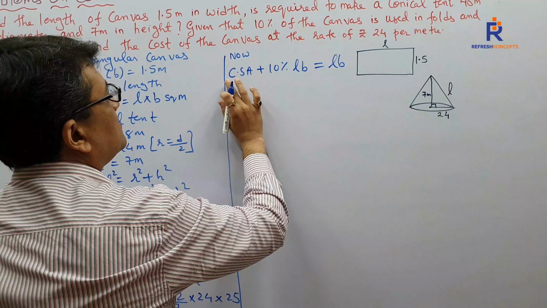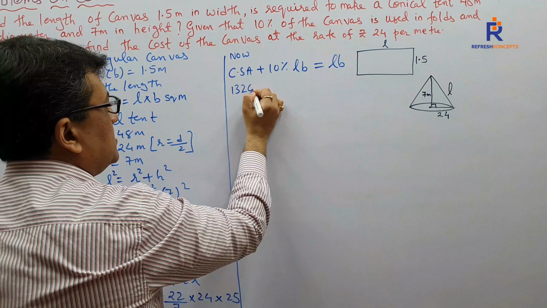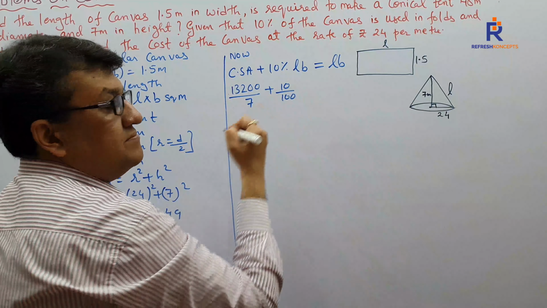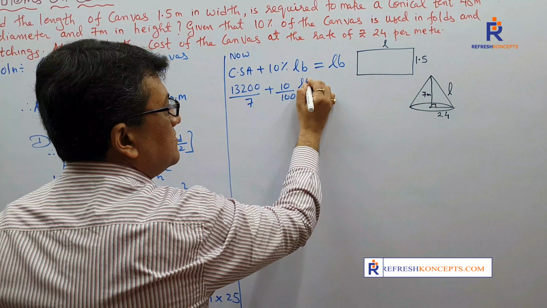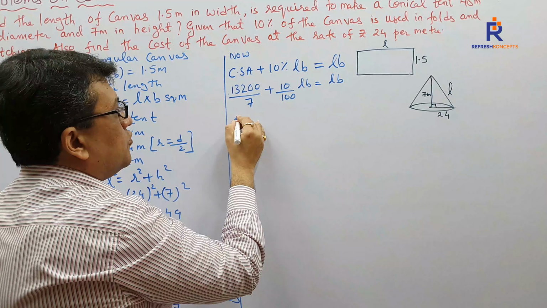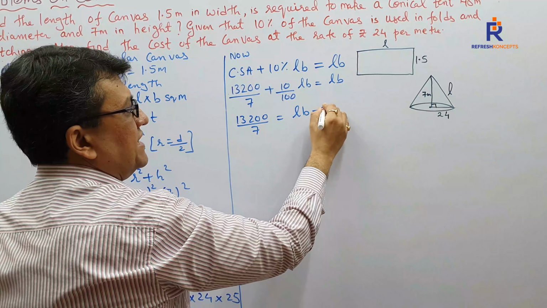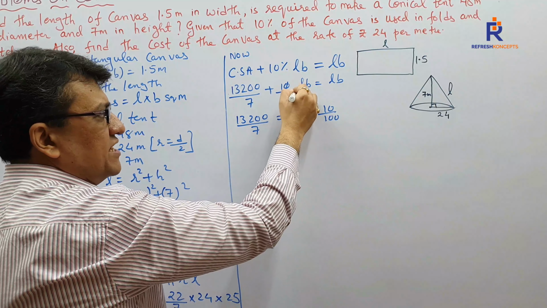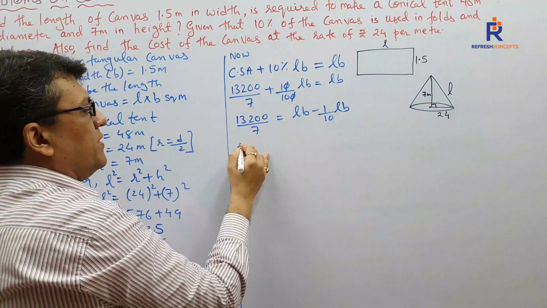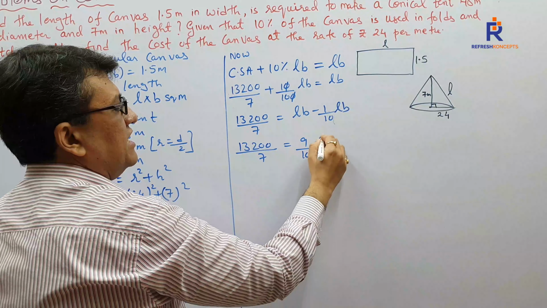CSA, it's 13200 by 7 plus 10%, so 10 by 100 LB. Is LB? It's very simple. If I take this over here, 13200 by 7 is LB minus 10 by 100, or you could have even said 1 by 10 LB. On solving, you will get 13200 by 7 is 9 by 10 LB, and LB is nothing but the area of canvas, mind you.